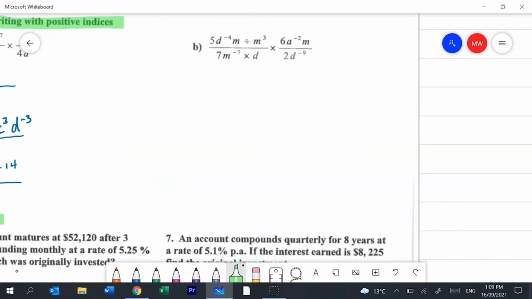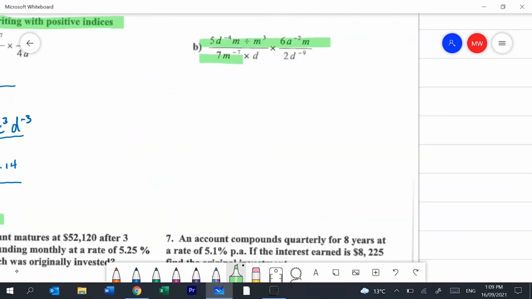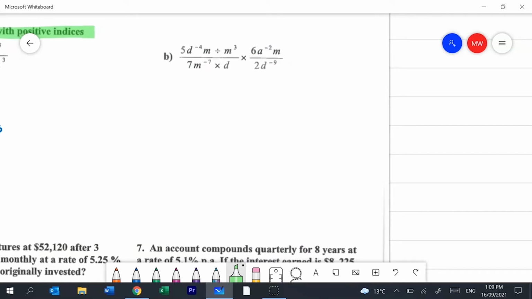Next one. As I scan across the next one, I see divides. I don't want to see divides. So the first thing I'm going to do with this one is get rid of that divide. And I can do that if I just change it into a times and make this one negative. Then I can just run exactly the same process as what I did in question A. So let's work across the top. I've got 5 times 6 makes 30.